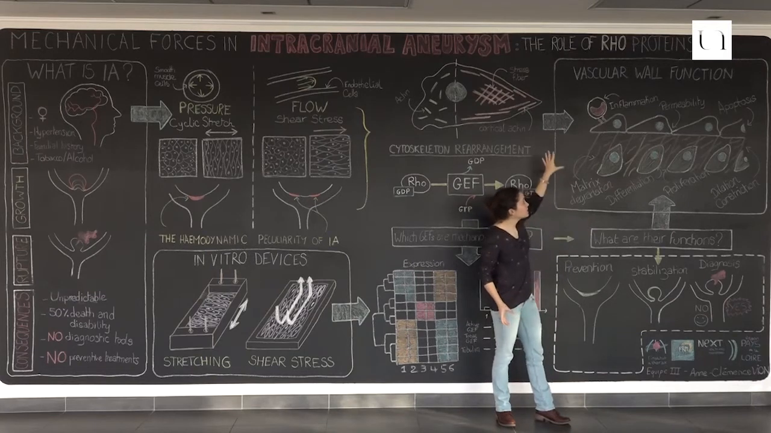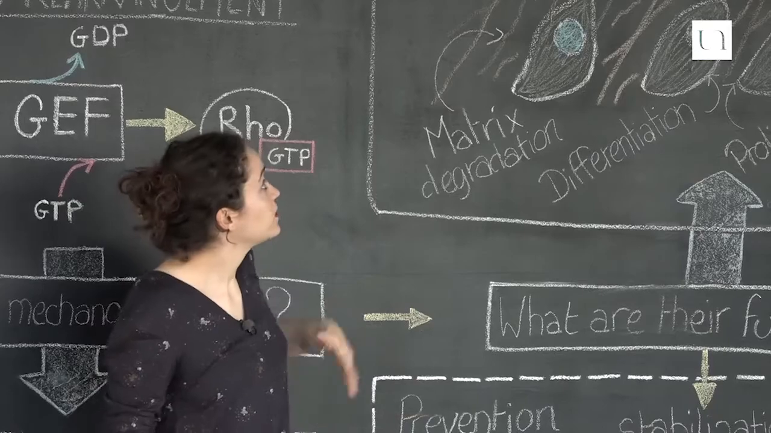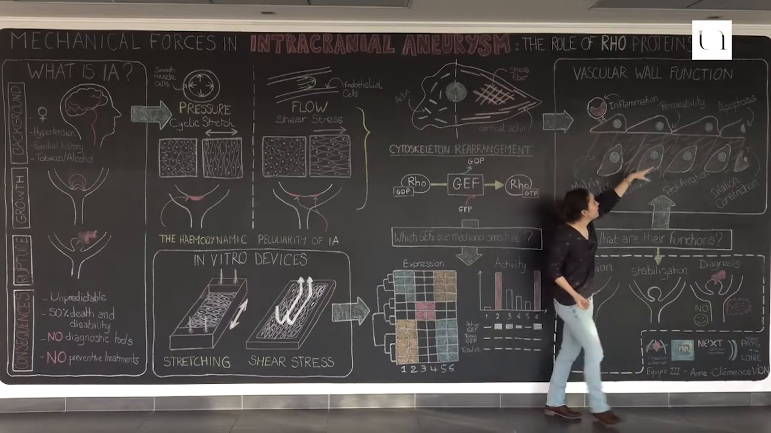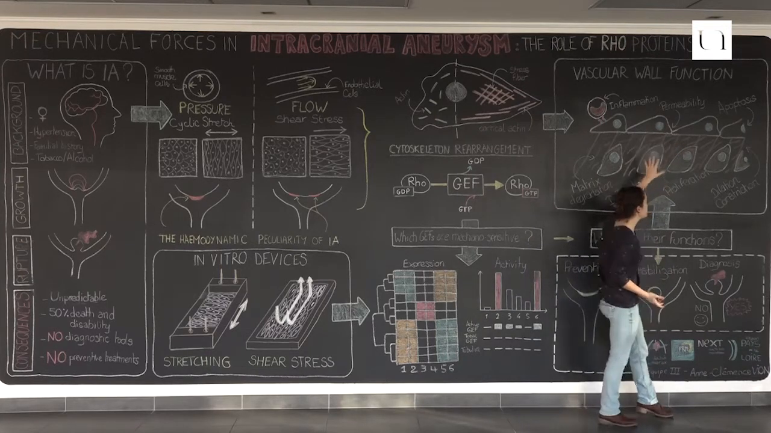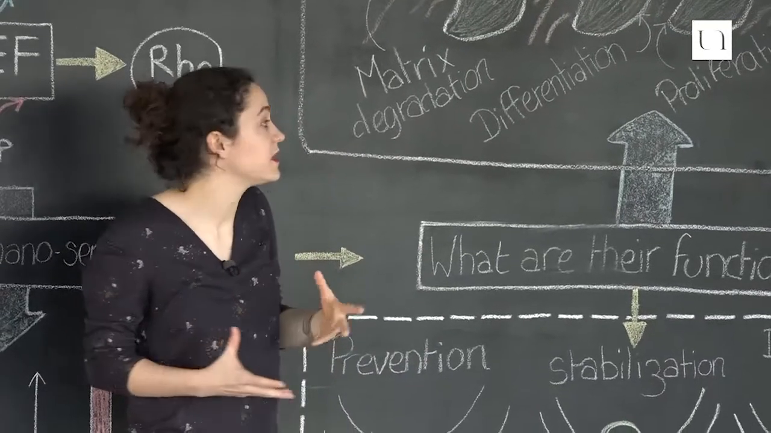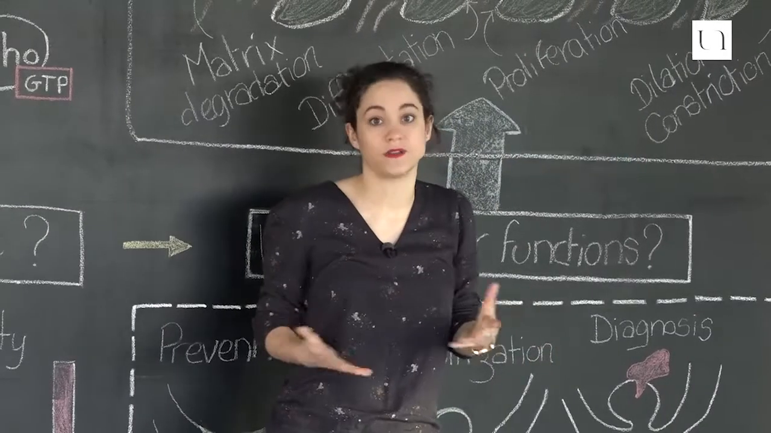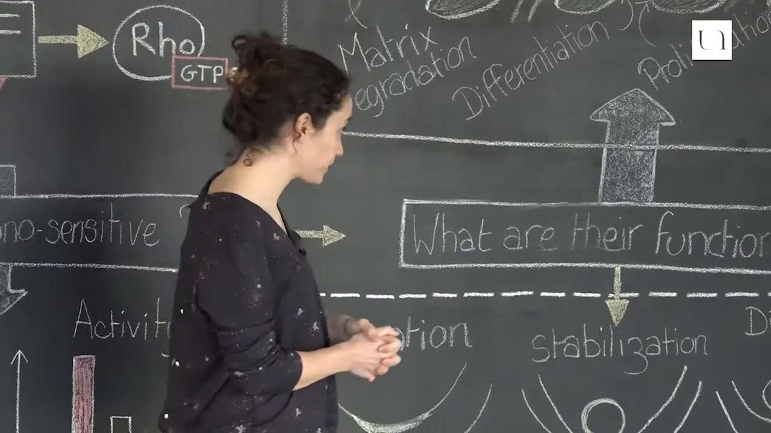And we focus mostly on the functions regulated by mechanical forces in the vascular wall, such as recruitment of inflammatory cells, increase or control of the permeability of the vascular wall, but also the control of the proliferation and apoptosis of these vascular cells, as well as the control of the vasodilation or vasoconstriction of the vasculature.